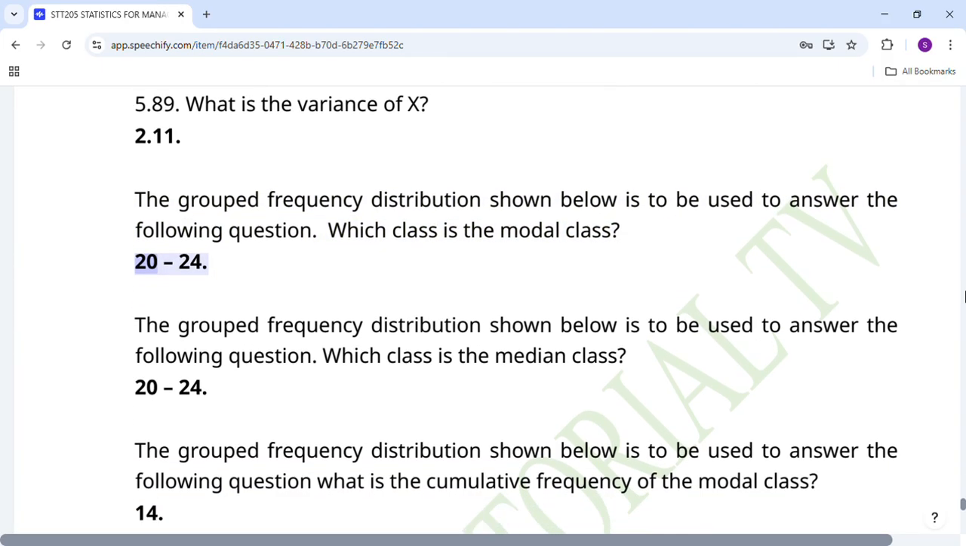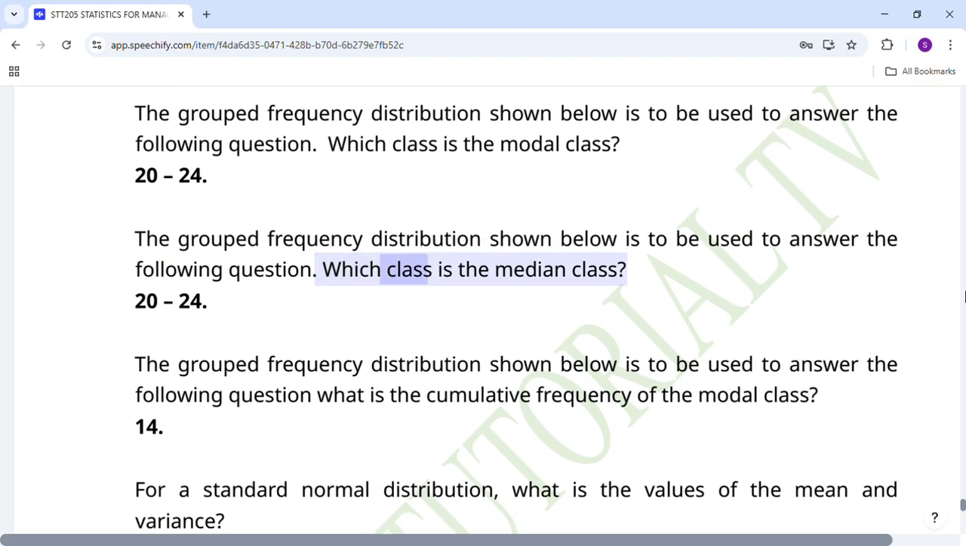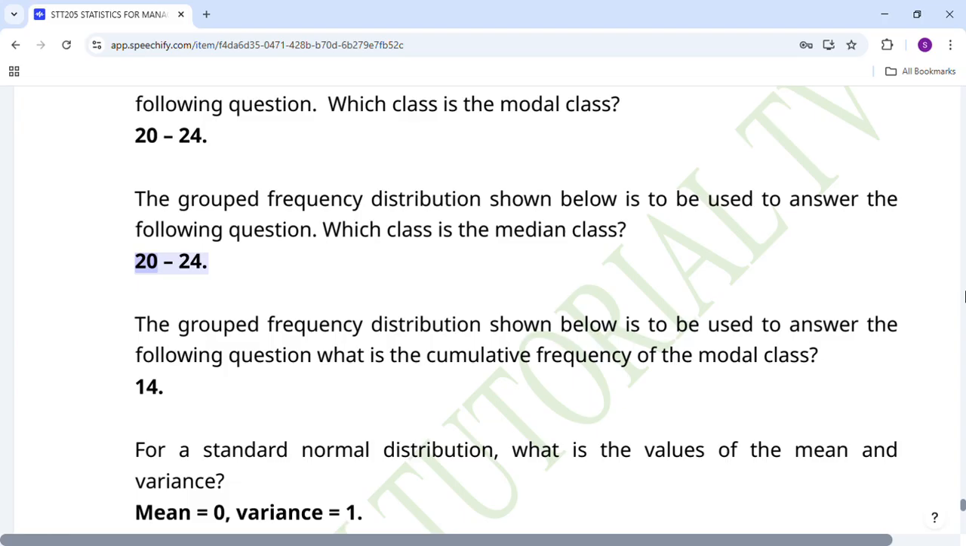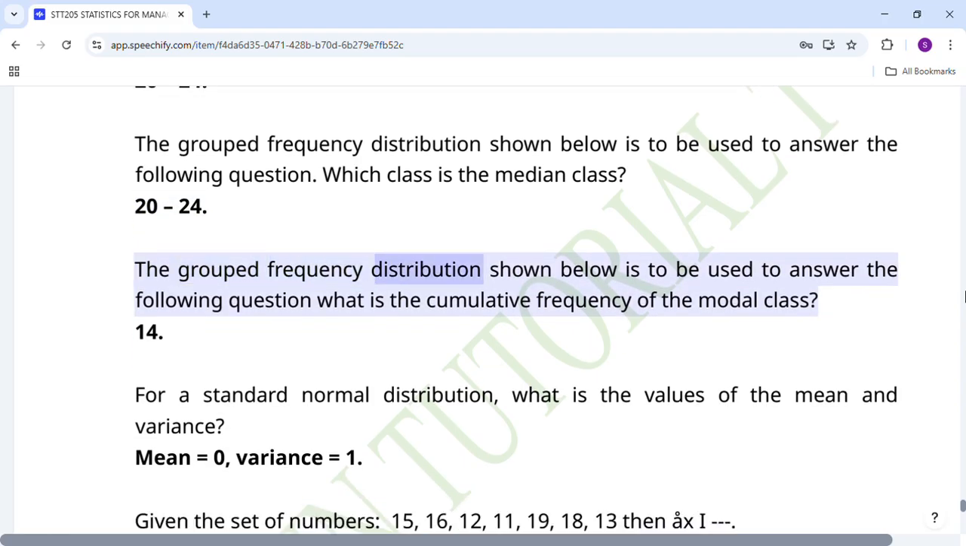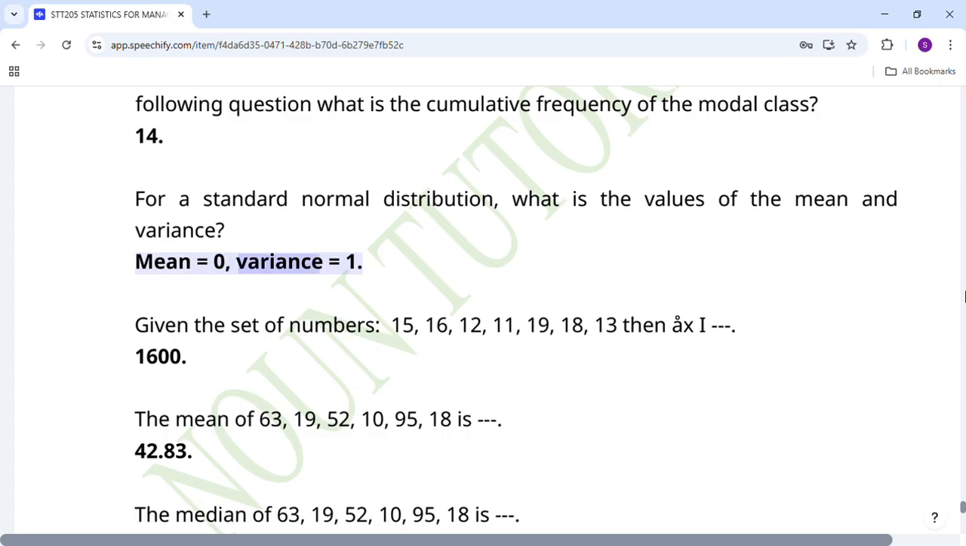20 to 24. The group frequency distribution shown below is to be used to answer the following question. Which class is the median class? 20 to 24. What is the cumulative frequency of the modal class? 14. For a standard normal distribution, what are the values of the mean and variance? Mean equals 0, variance equals 1.